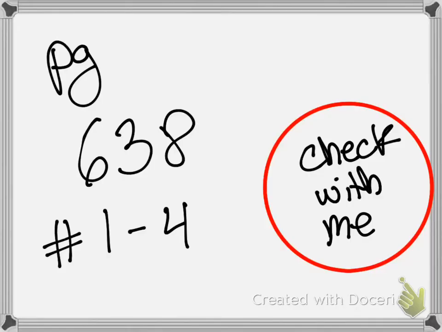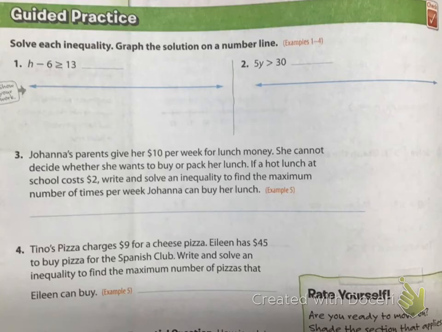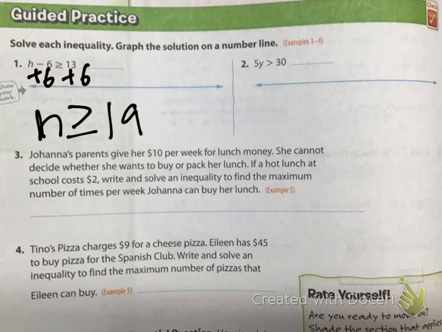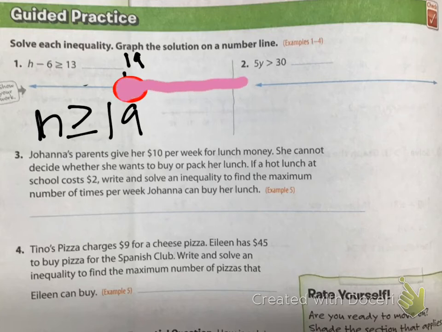Now, this is our guided practice, numbers 1 through 4 on page 638. These we do the same way. So, Hannah, what do I do for number 1? For number 1, you would add 6 to each side. Excellent. Add 6 to each side. I get h is greater than or equal to 19. So on my number line, that's a 19, greater than or equal to, means it's a closed dot, and I go to the right.